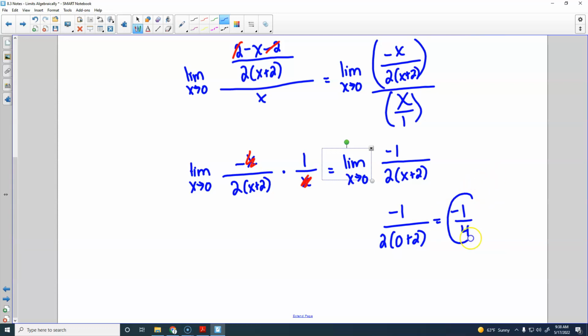I've had a lot of 1/4 on these notes here. Question.